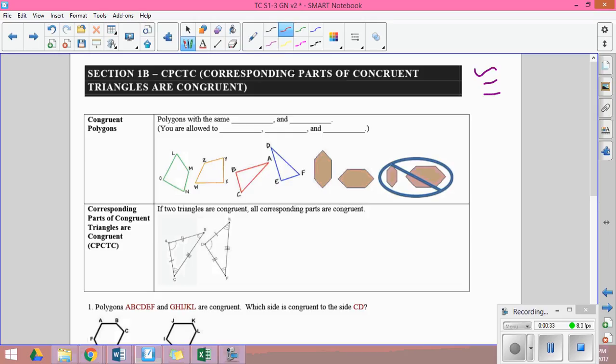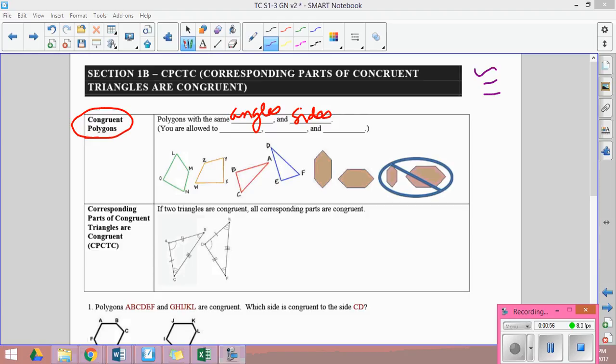So first of all, we can talk about any polygons being congruent. And in order to be congruent, polygons with the same angle measures and the same equal sides are congruent. Okay.